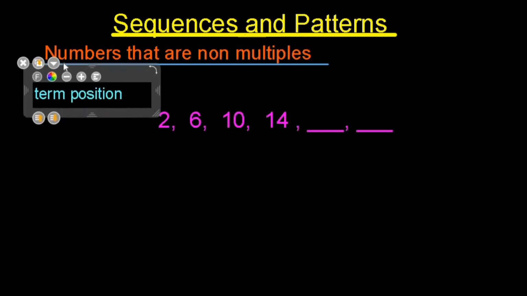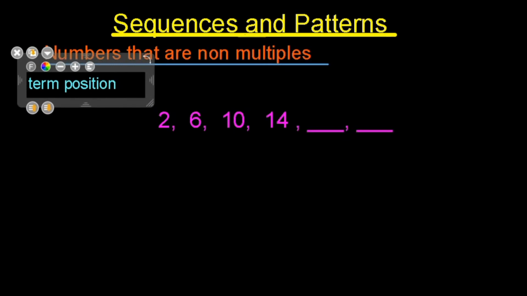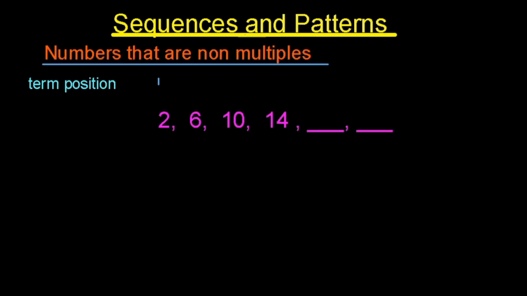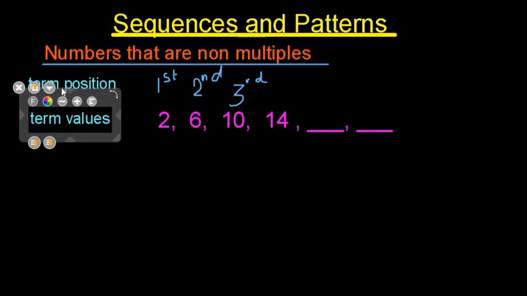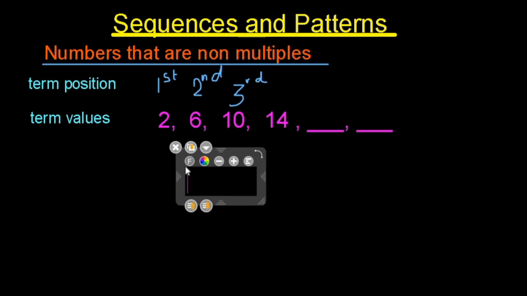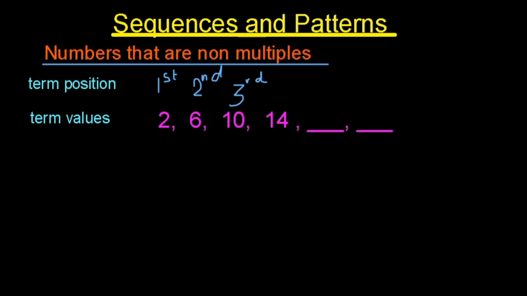Important terminologies to be used now: the term position, the term value, and the difference. So 2 is at the first position, so I'm going to write first. 6 is at the second position, I'm going to write second. 10 is at the third position, so I'm going to write third on it, and so forth. Like 14 is on the fourth position, and so on. Now, 2, 6, 10, 14, these are called the term values.